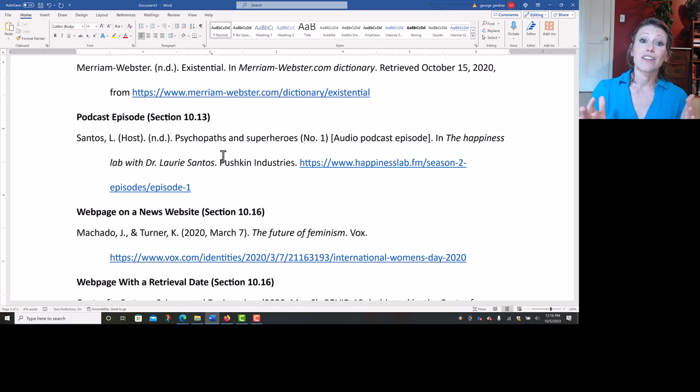Then you need to identify what this was. You need to identify the fact that it was an audio podcast episode. So in brackets, that would be the square parentheses. They're up on the keyboard by the P. Use those and identify it as audio podcast episode. That's what you put in brackets. And then after that, you put your period to mark the end of the title space or the title element.